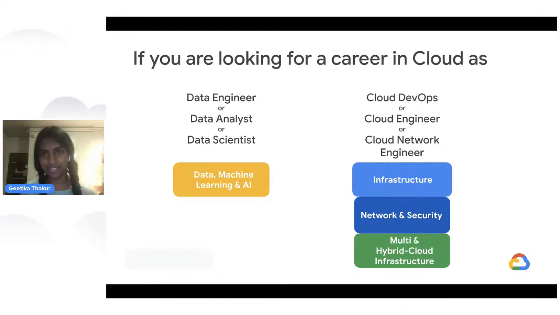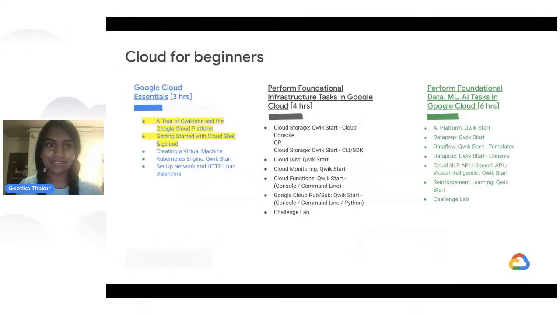However, you don't have to be into data. You could also be a cloud DevOps or a cloud engineer, cloud network engineer, and we have tracks related to those fields such as infrastructure, network and security, and multi and hybrid cloud infrastructure. So once again, go through these tracks, really work and sharpen and hone in on these skills. And once you get these skill badges, it really shows you know what you're doing, you know what the career wants, and you have the skills to succeed in this certain career.